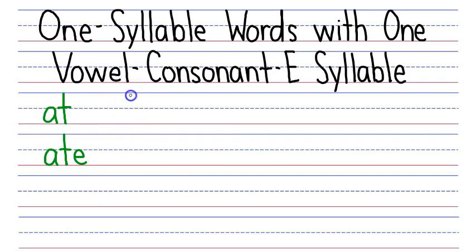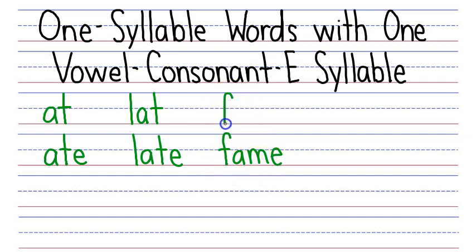Next word, late. If we write late without a silent final E, we get lat. If we write late with silent final E, we get late. Next word, fame. Fame is spelled F-A-M-E, where the silent final E makes the A say its name, F-A-M. But if we did this syllable without the silent final E, we get fam.